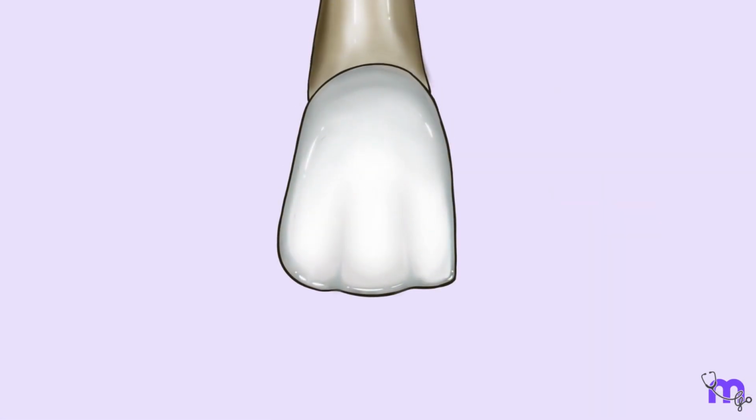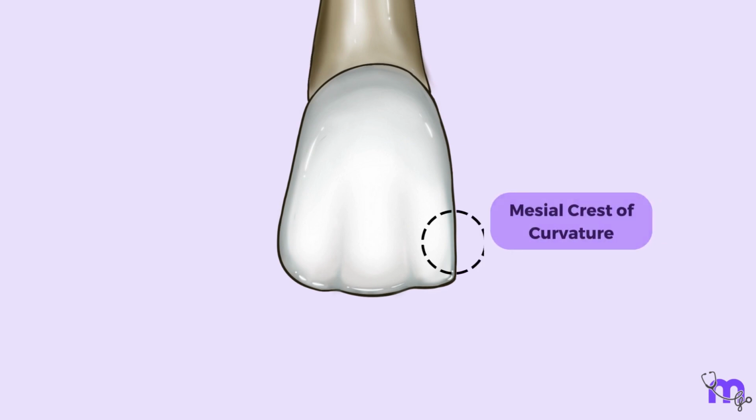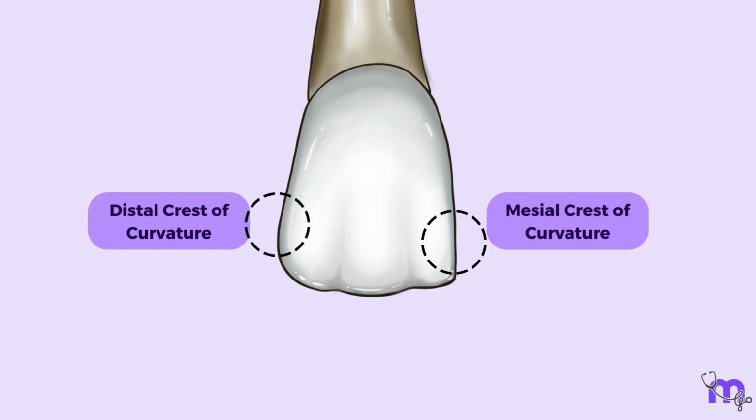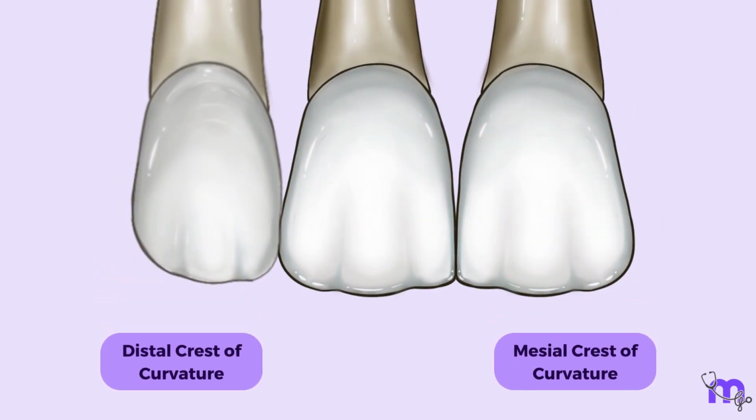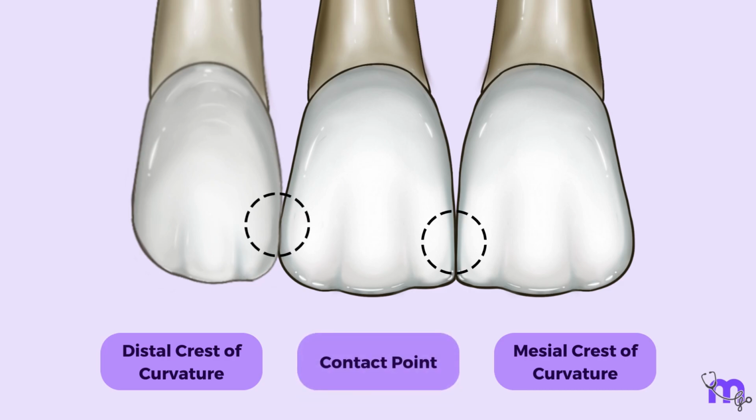We can see the crests of curvature from any surface, but the crest of curvature on the mesial and distal outlines have special names as they come in contact with the adjacent tooth. Hence, they are called contact points.